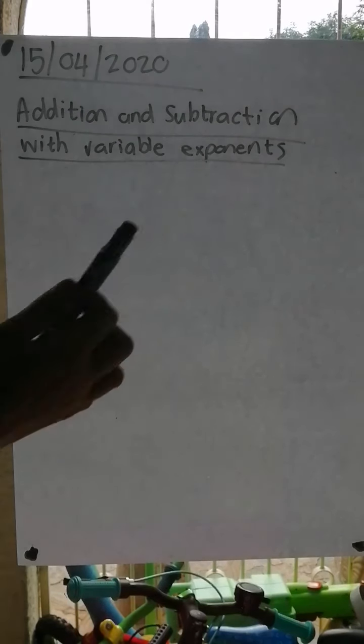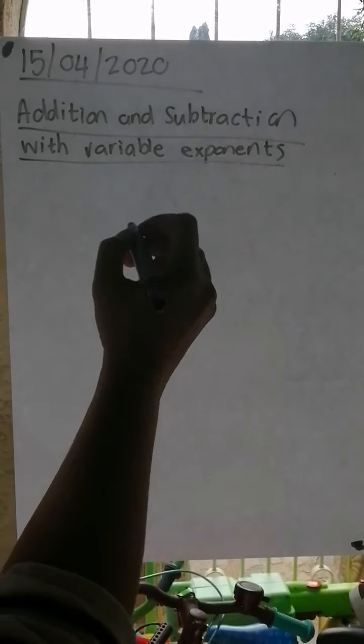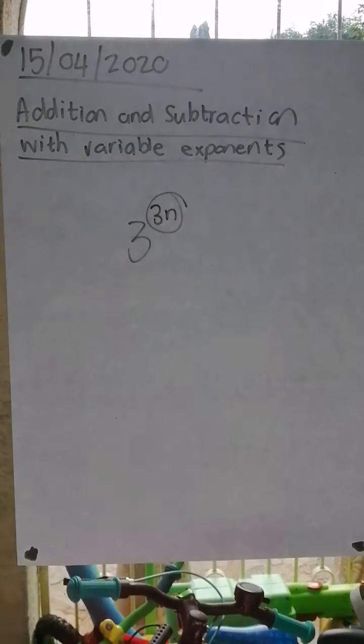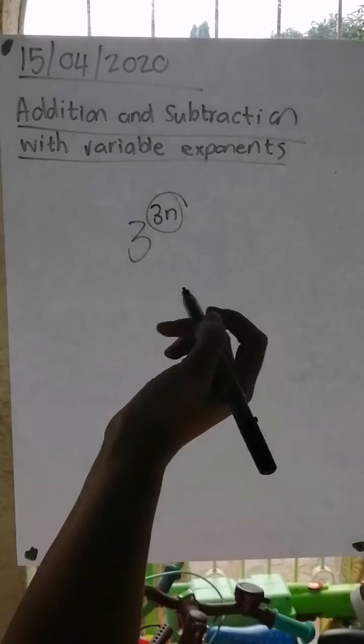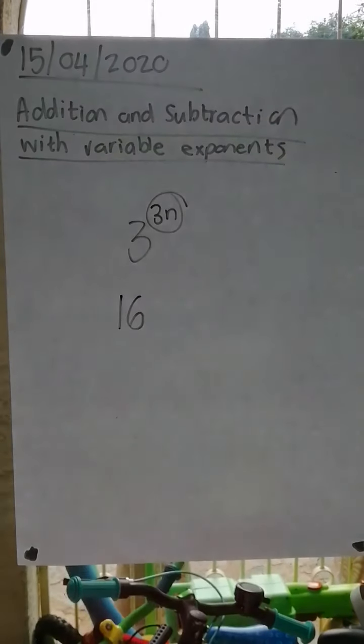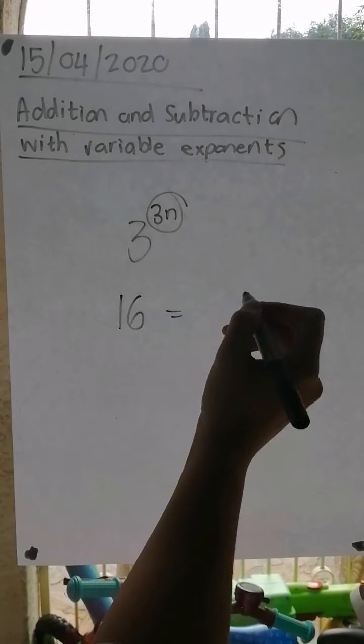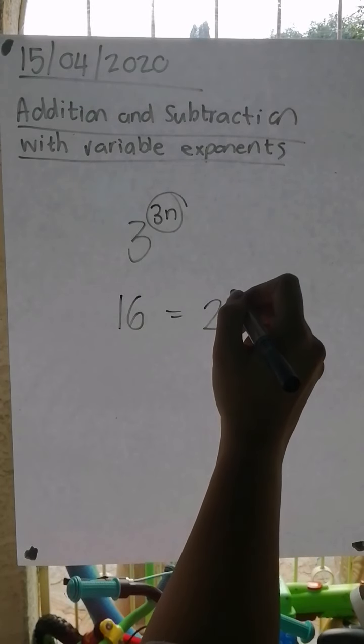Okay, just remembering that a variable exponent has a base with a variable in the exponent. Also remembering with this, we often need to write our bases as products of prime factors. So for example, if I had 16, a product of its prime factors would be 2 to the power of 4.